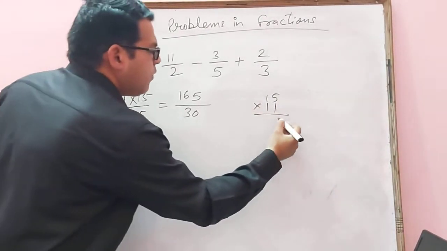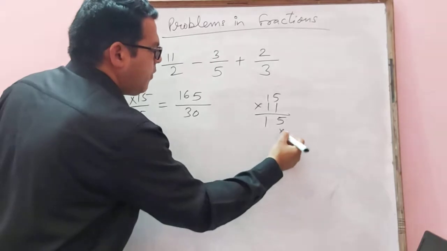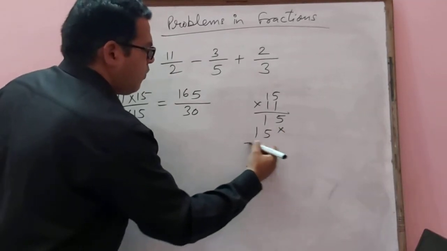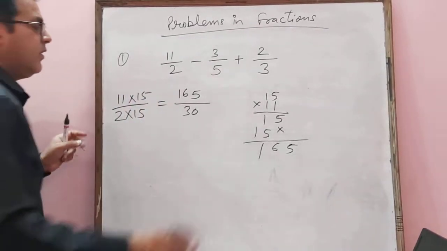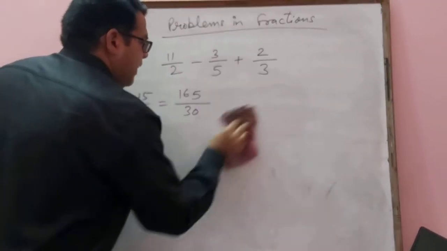When we multiply 15 with 11, you can multiply like this. 1 times 5 is 5, 1 times 1 is 1. Here we can put a cross: 1 times 5 is 5, 1 times 1 is 1. So 5, then 6, and 1, that is 165. So you can multiply this way also.